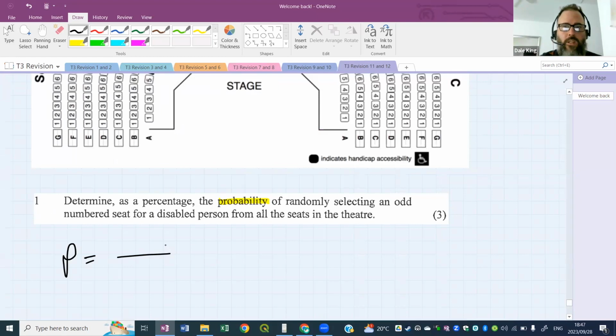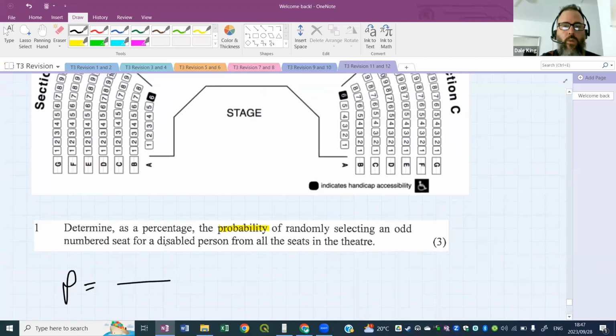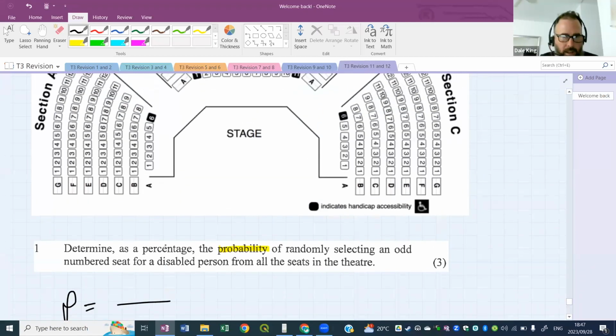Determine as a percentage of probability of randomly selecting an odd numbered seat for a disabled person from all the seats in the theater. Let's read this again. Determine the percentage of probability of randomly selecting an odd numbered seat for a disabled person from all the seats in the theater. I want to know what the bottom of the fraction is. All the seats in the theater. It's not all the disabled seats. It's all the seats in the theater.